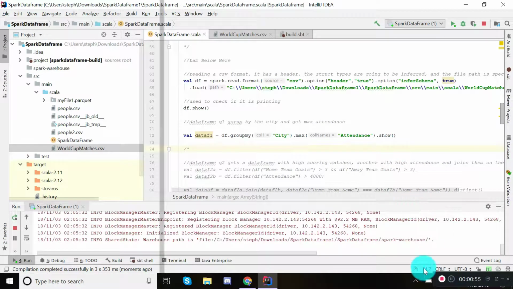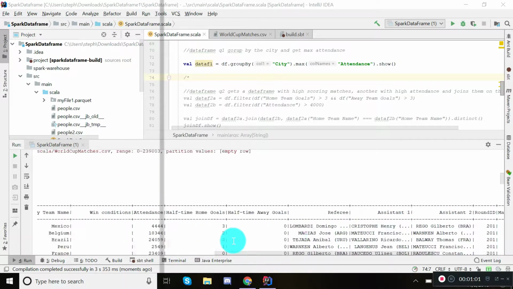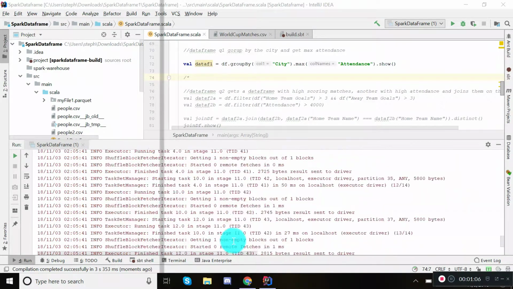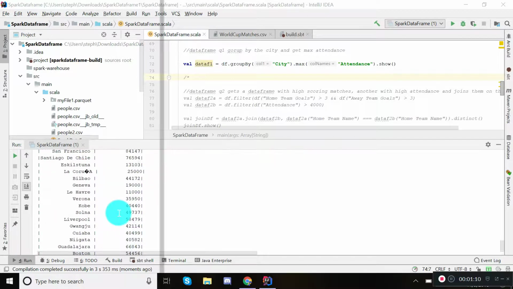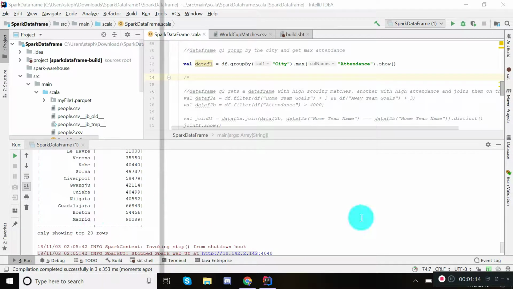So here's the data set itself, what it looks like. And then if I scroll down a bit, here it is. Here's the city and here's the max attendance per city. And it only shows the first 20.